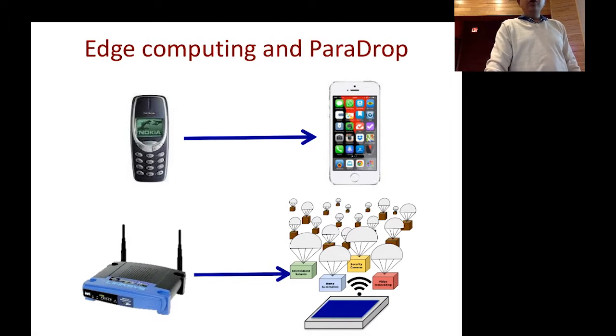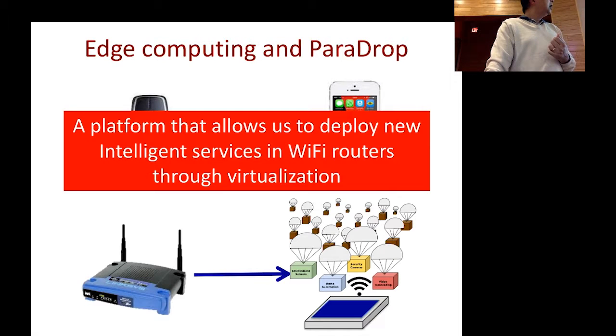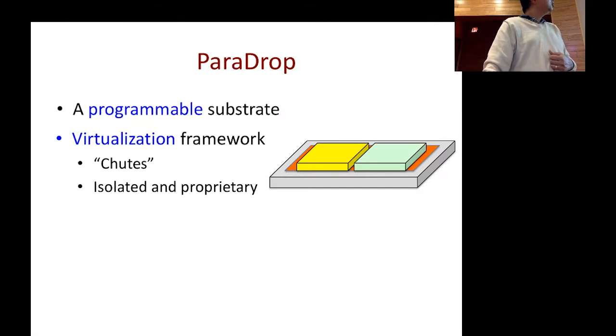Okay? So, we view Paradrop as a very transformative technology. Just like the iPhone came and transformed the old mobile phone, we view Paradrop is the technology that can potentially transform the Wi-Fi router market because we make the Wi-Fi router to be more than just a thing that forwards Wi-Fi packets back and forth. Okay? So the way it works is that we call this thing chutes, okay, as in parachutes.